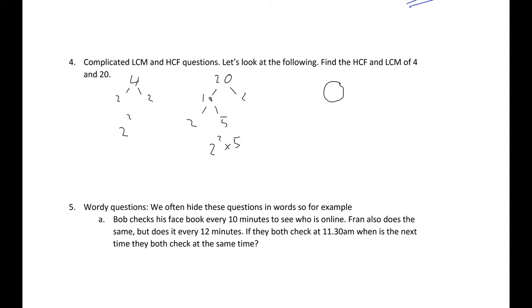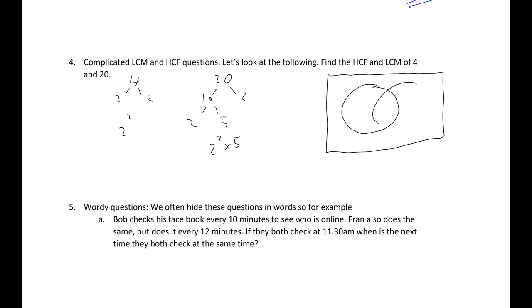When we draw our Venn diagram, like so, you can see that both of them contain a 2 squared. Right? This is 4 and this is 20. This also contains a 5. So that's everything you need for 4. There's nothing out here. And 5 is all you have to times by 4 to get 20.